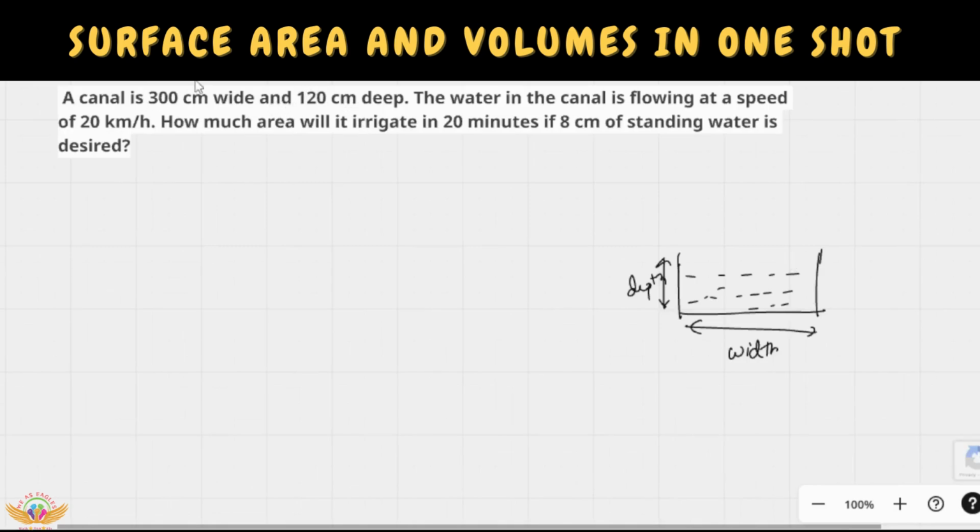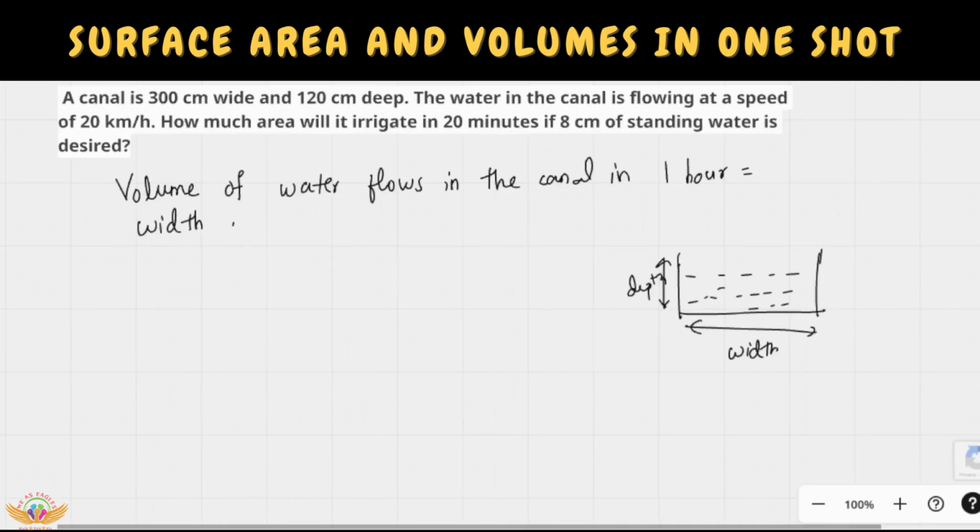So yes, write down that. So volume of water that flows in the canal in 1 hour will be equal to width of the canal into depth. This is what you have to understand, you have to know it. Okay, done.